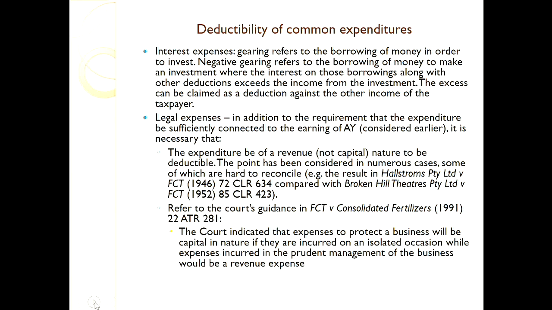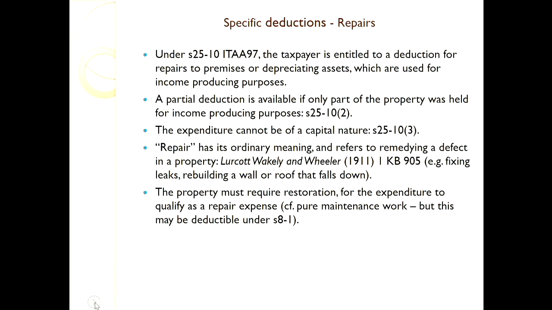Now, let us go to, how much time have we got? Repairs. So, I think, look, I'll say a few words about this, but we'll have to close because we've only got a few minutes, right? So with repairs, we're looking at a specific deduction provision. It's Section 25-10 of the 97 Act. And basically, this is an expenditure where if 25-10 didn't exist, we would be able to claim it under Division 8. But it does exist, so we use this.